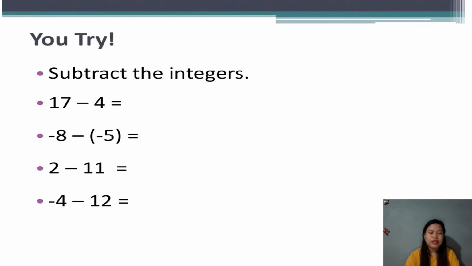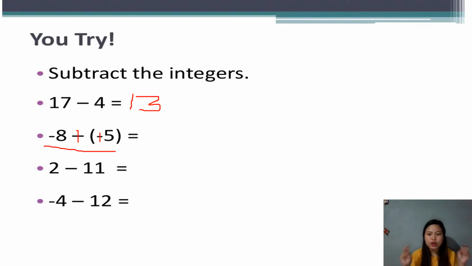Okay, so unsa pa tong answer nato kagaina sa 17 minus 4, that is 13. Sunod, negative 8 minus the negative of 5. So unsa pagalit ato himuon? I-change nato ang minus into plus sign and i-change nato ang sign sa 5. Adisir nato sila i-add.